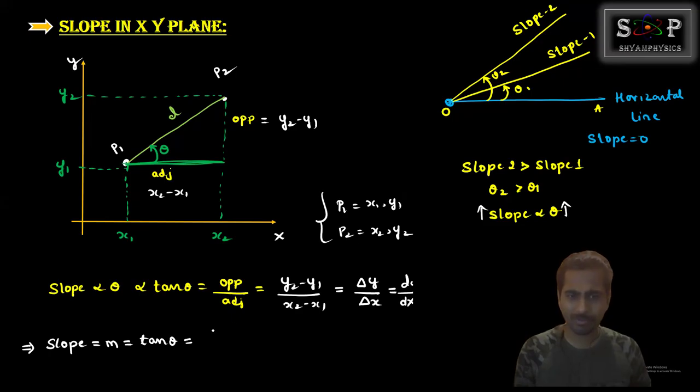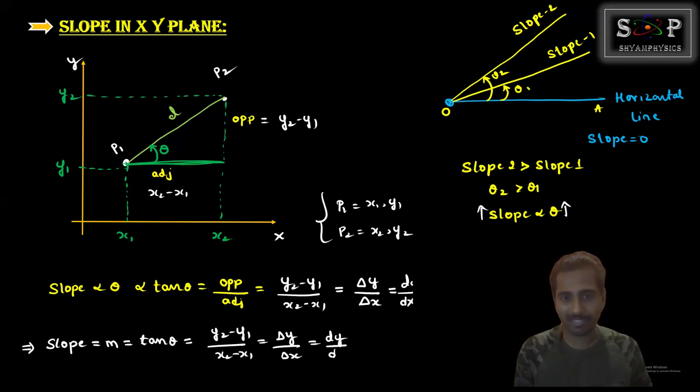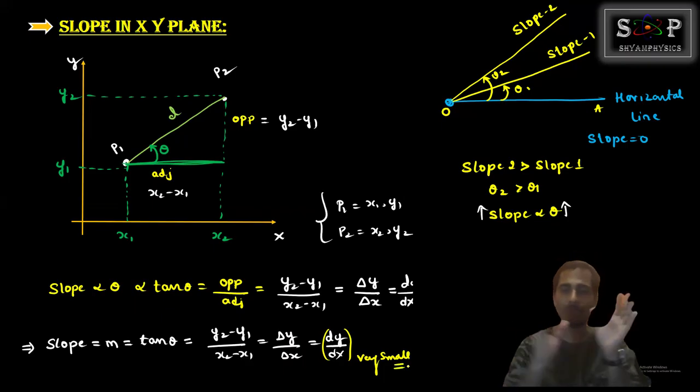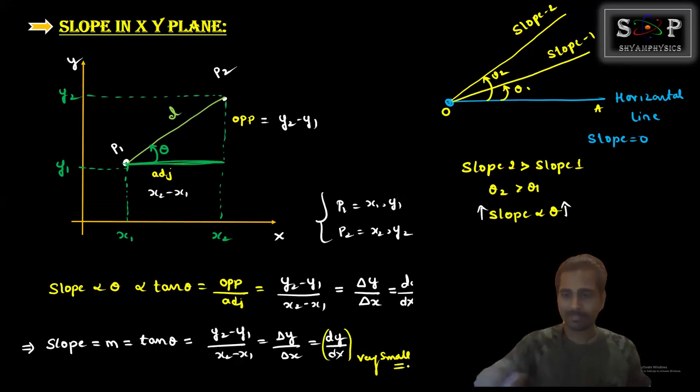Whatever you want to write, there is no problem. You may write this as y2 minus y1 divided by x2 minus x1, the y-axis difference by the x-axis difference. Or you may write this as delta y by delta x. Or you may write this as dy by dx. Dy by dx is used only when the changes in x and y are very small. I will tell you where to use it going forward. But please keep these points in your mind. Okay, that's great.